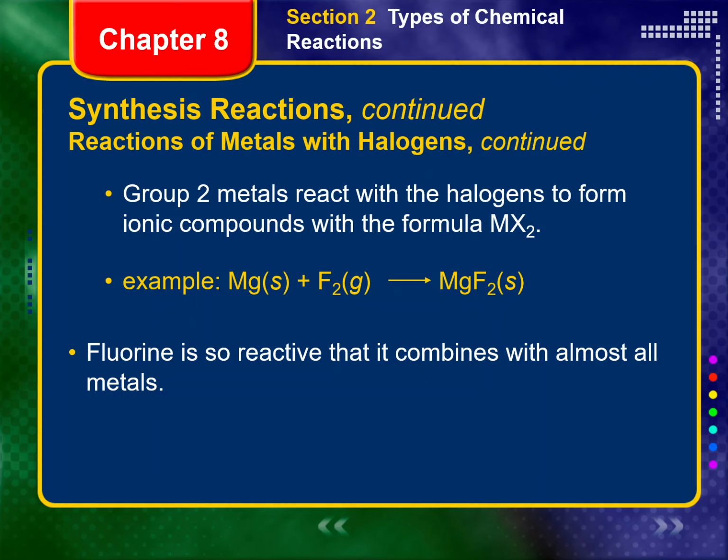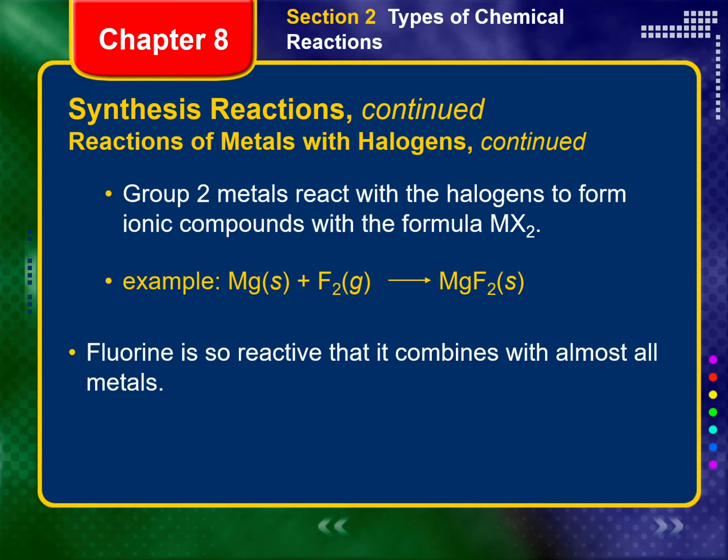The halogens undergo synthesis reactions with many different metals. Fluorine in particular is so reactive that it combines with almost all metals. For example, fluorine reacts with sodium to produce sodium fluoride. Similarly, it reacts with cobalt to form cobalt-3 fluoride and with uranium to form uranium-6 fluoride.